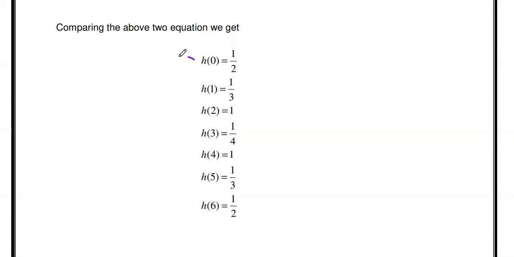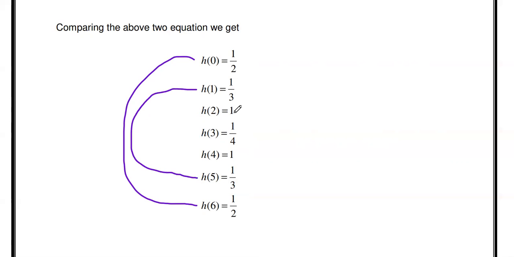So you see h of 0, h of 6. You just check the h of 0 value and h of 6 equal 1 by 2. Similarly, h of 1 and h of 5, you check whether they are equal or not. Similarly, h of 2, h of 4, you just check they are equal, 1, 1. H of 3 is unique. So the given FIR filter is a linear phase FIR filter.